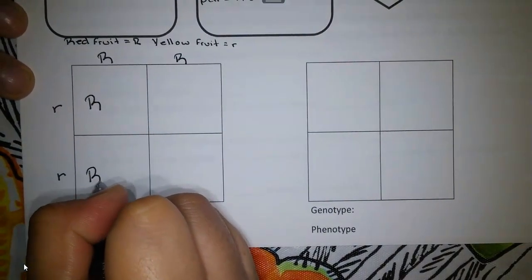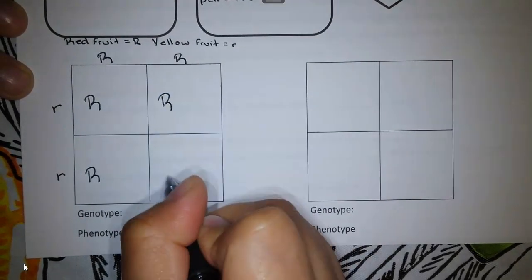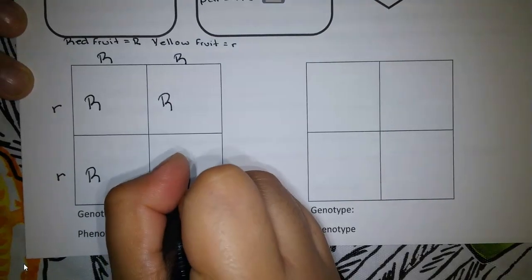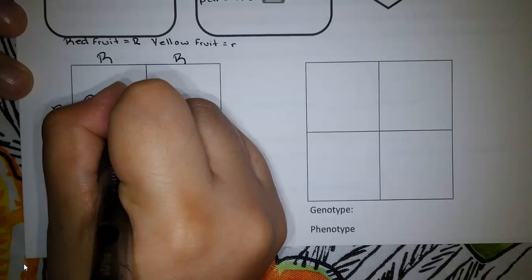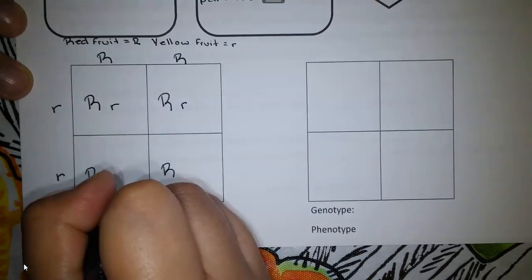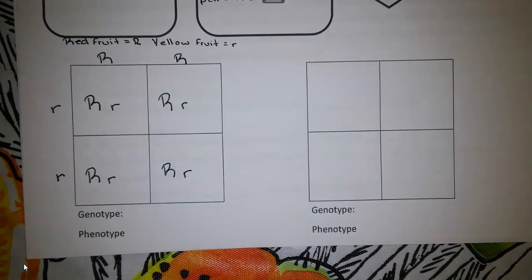And this one would also go all the way over here. Same thing with this one, and same thing over here. And then we would do the side: lowercase r, lowercase r, lowercase r, lowercase r. So now we have our Punnett square done.